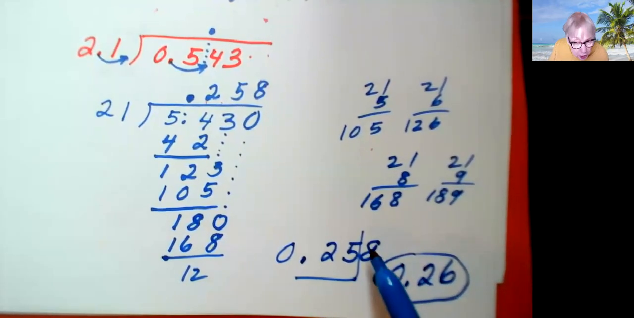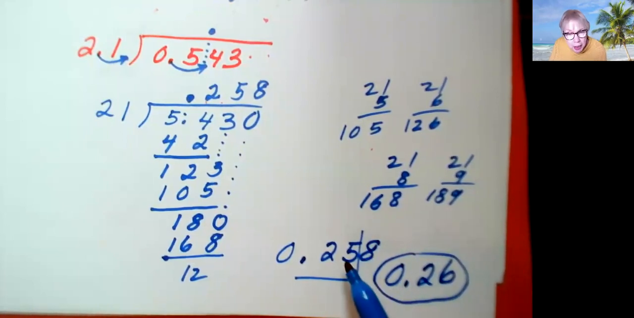Any more division won't change anything. It's the 8 that determines what happens to the 5. And so when the 8 was large, the 5 went to 6. And so they wanted it rounded to the hundredth place. So you don't put any more numbers after the hundredth place. Tenths, hundredths, that's it, okay?